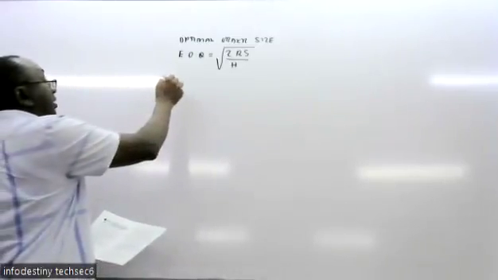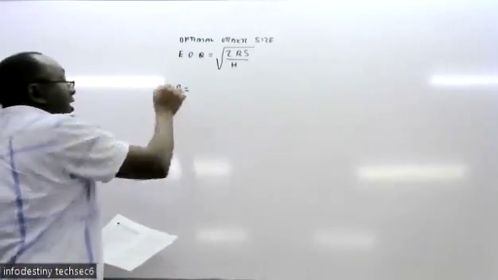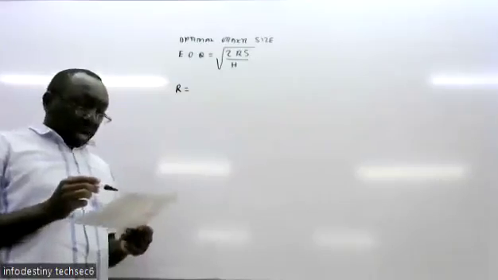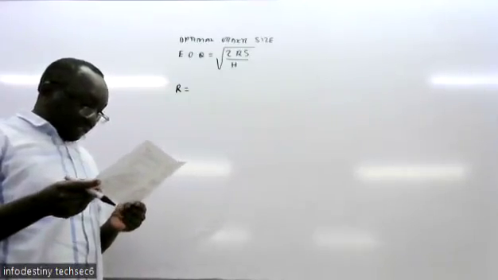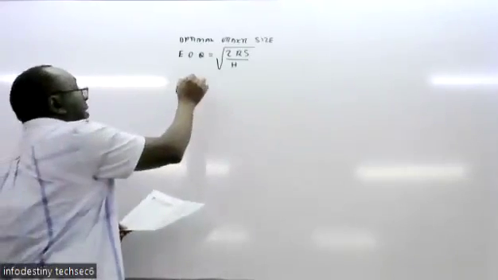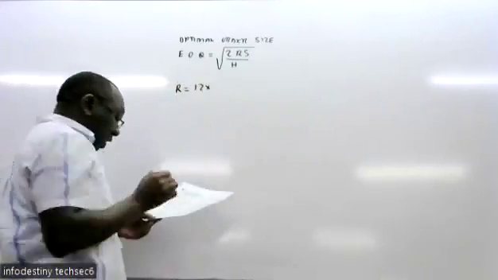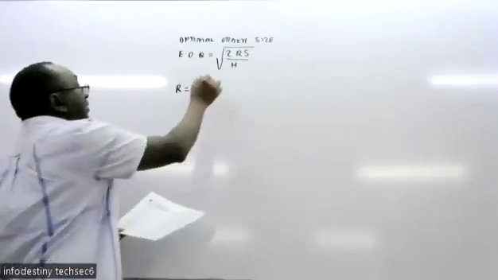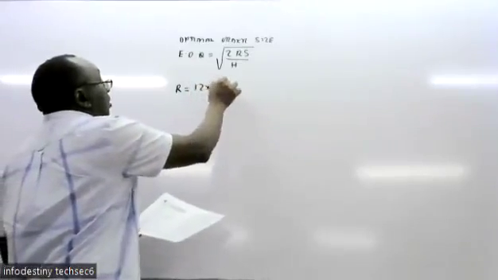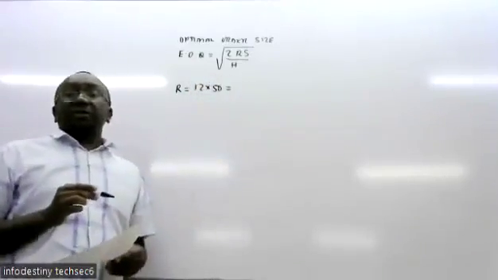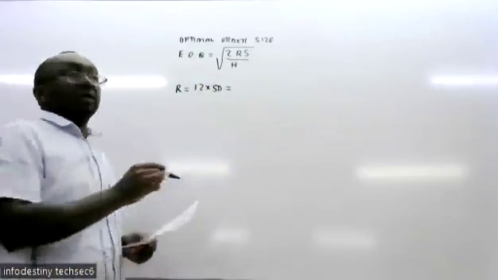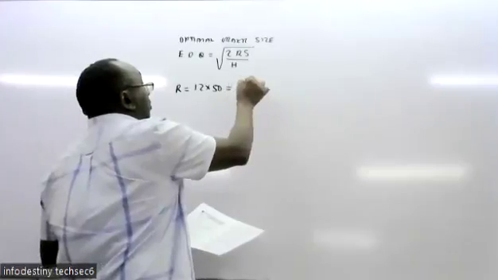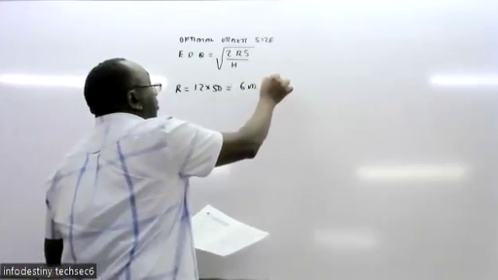Let's start by identifying R. R represents the annual demand. Now we are told on average he sells 12 boxes a week, and we are also told the year is 50 weeks. So 12 times 50 is how many boxes? 600 boxes.